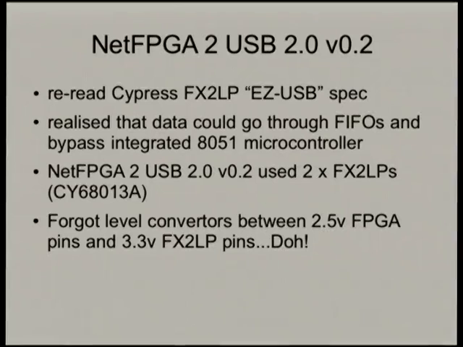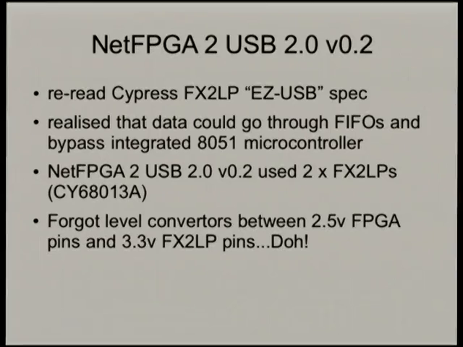So I reread the specifications for the Cypress FX2LP, otherwise known as EZ-USB devices. When I first read them, I realised it had an 8051 microcontroller, and I thought, well, that's just going to be a bottleneck. I didn't even read any further when I saw that. What I didn't read was that it actually has these FIFOs, and the main data paths can bypass the 8051 and go directly from the USB network and out some pins to whatever device comes next. And so it's fairly trivial to use those devices instead.